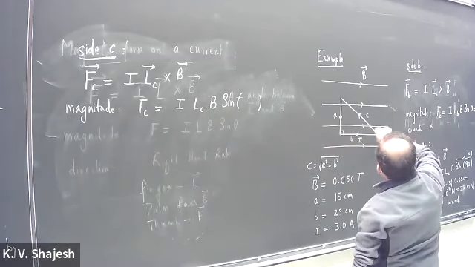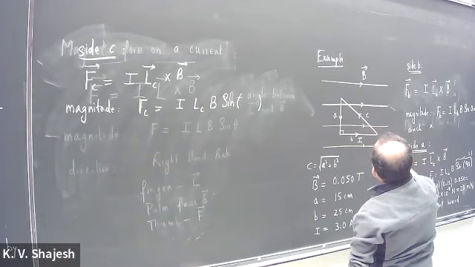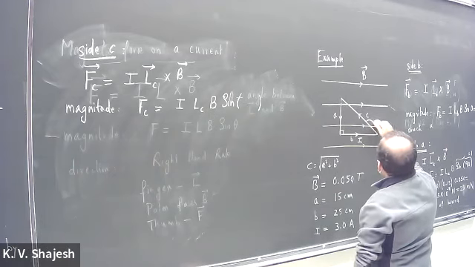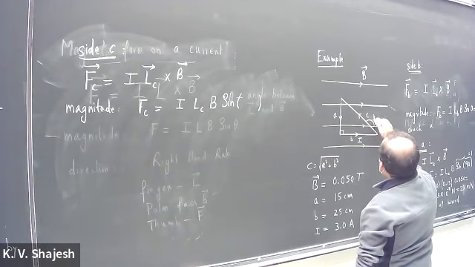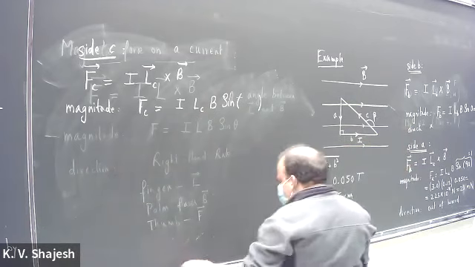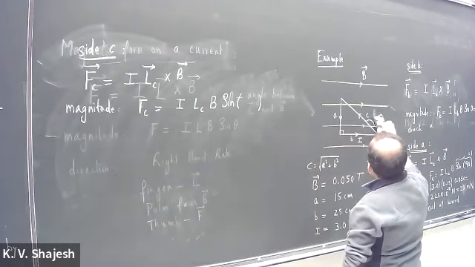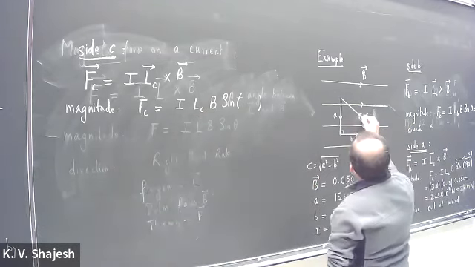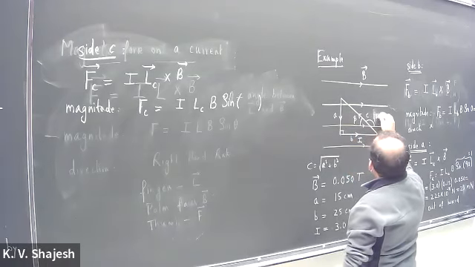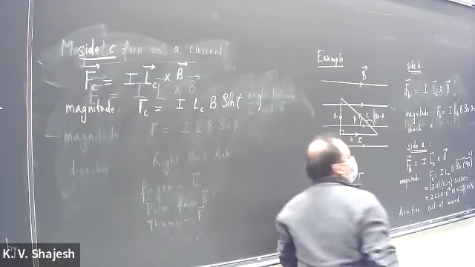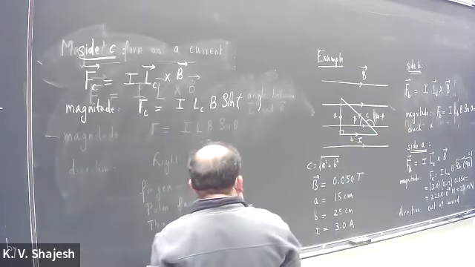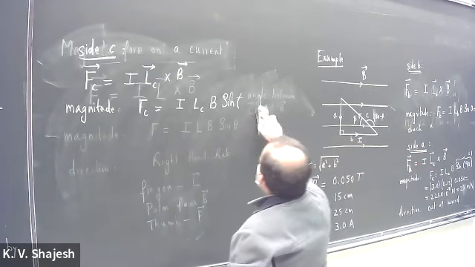So this is the direction of the magnetic field, and L is going that way, so that's the angle. Let's say this is angle beta, and this will be 180 minus beta. Either way should be okay. So that's 180 minus beta.